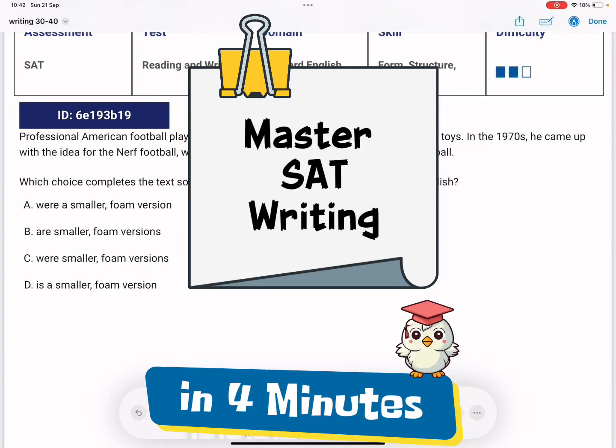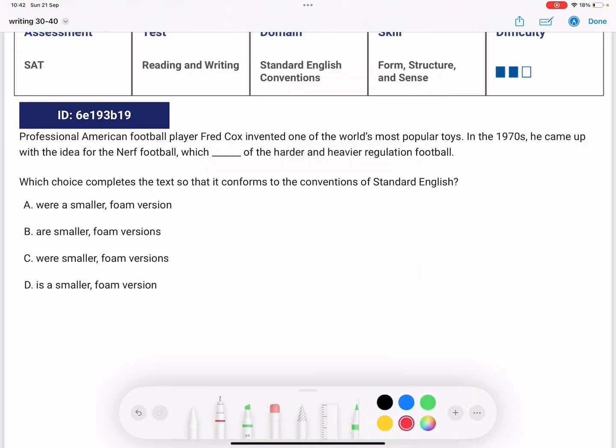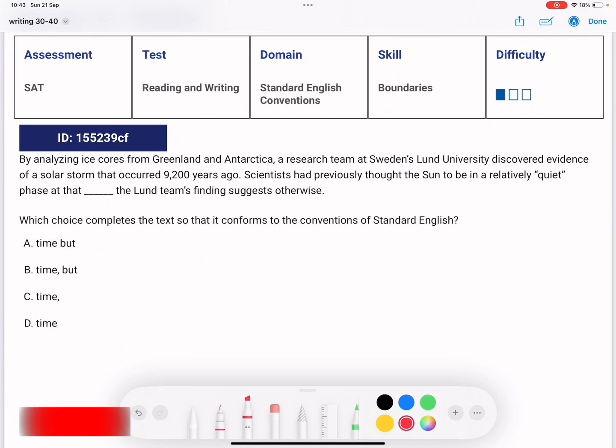Well guys, in this video we are going to go through some SAT writing tips, and we will do the faster way of doing the questions on the SAT writing section. The first question is this one. If you see plural, but the one which is singular will always be the correct one. In the writing section we always check the answer key first.